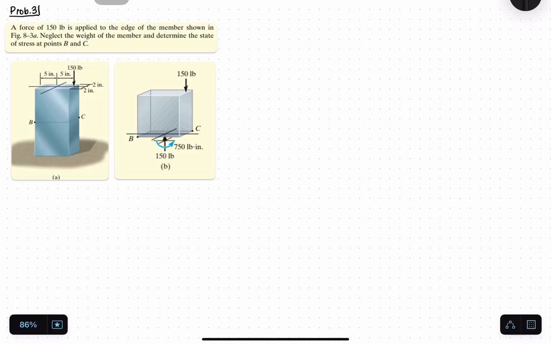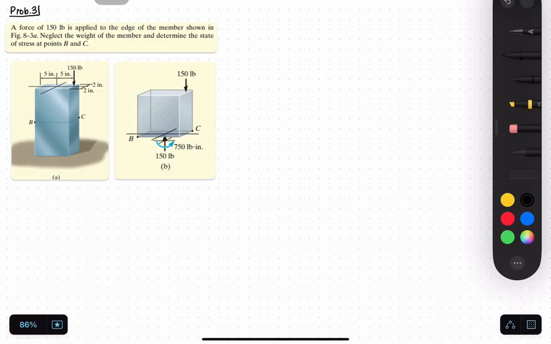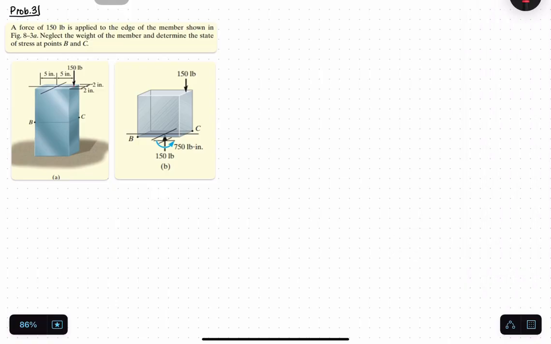So notice that ito yan siya, yung 150 natin is dito naka-apply sa gitna at 2 inch from this edge and then 5 inch from the center. Okay, 5 inch from here to here and then 2 inch from here to here. Okay, so neglect the weight of the member and determine the state of stress at points B and C. So dalawa yung points natin. We have points B and point C.